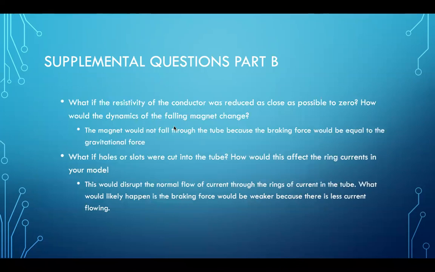Supplemental questions part B. What if the resistivity of a conductor was reduced as close as possible to zero? How would the dynamics of the falling magnet change? The magnet would not fall through the tube because the braking force would be equal to the gravitational force.